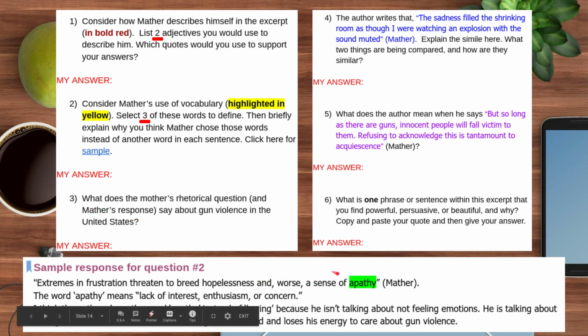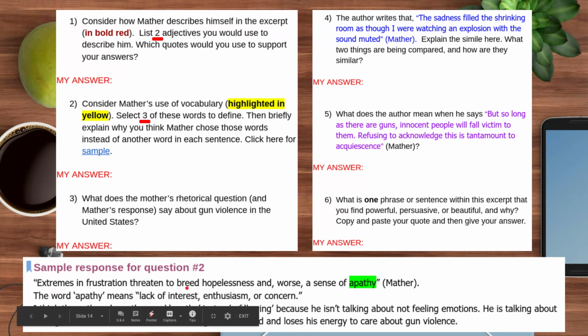I did this one in green, right? But all the other ones that you'll be working with are highlighted in yellow. So Mather writes, extremes in frustration threaten to breed hopelessness and worse, a sense of apathy. The word apathy means lack of interest, enthusiasm, or concern. I think the author chose the word apathy instead of boring because he isn't talking about not feeling emotions. He's talking about feeling extreme emotions so much that he gets exhausted and loses his energy to care about gun violence.